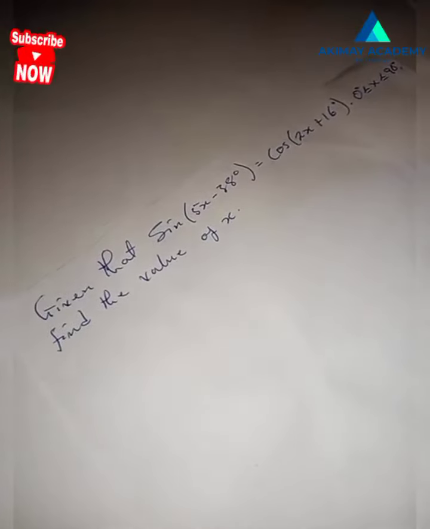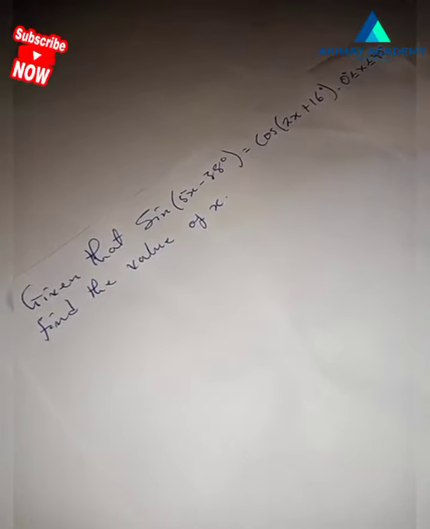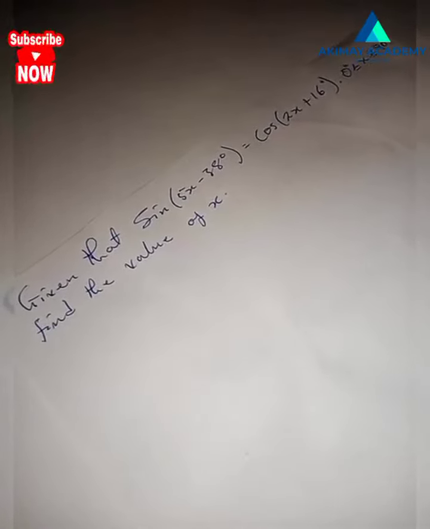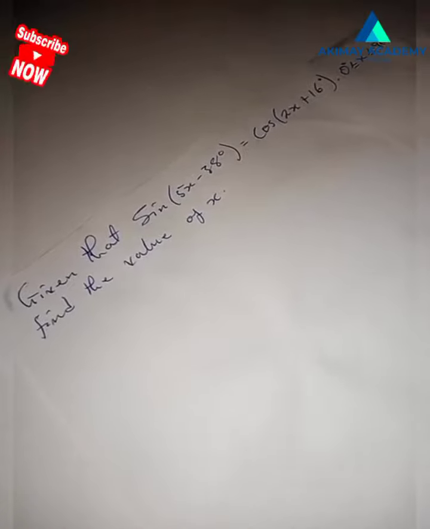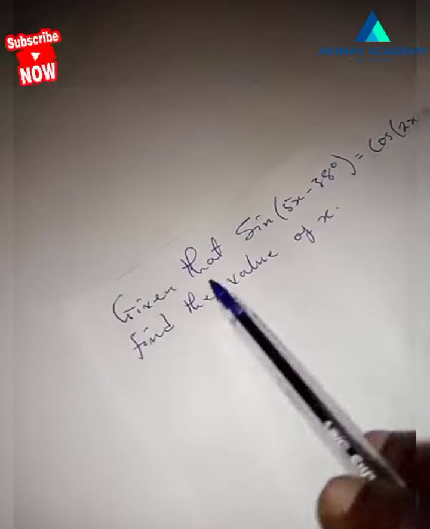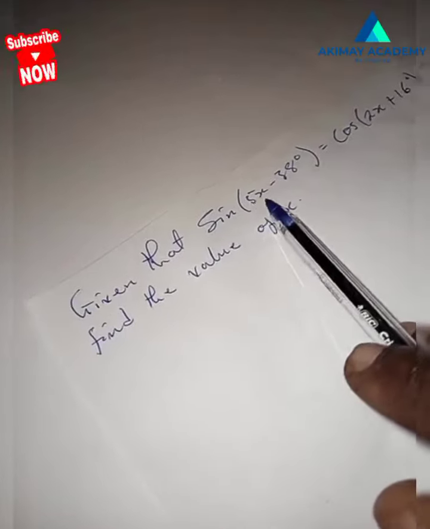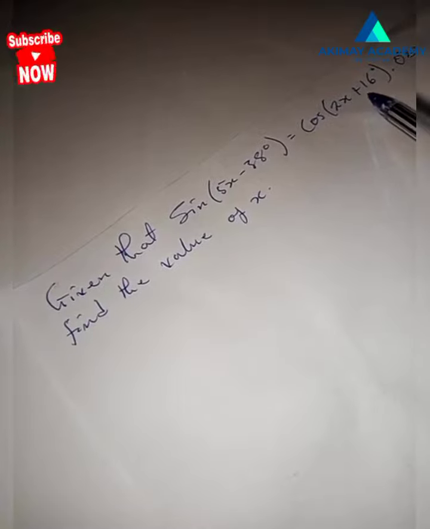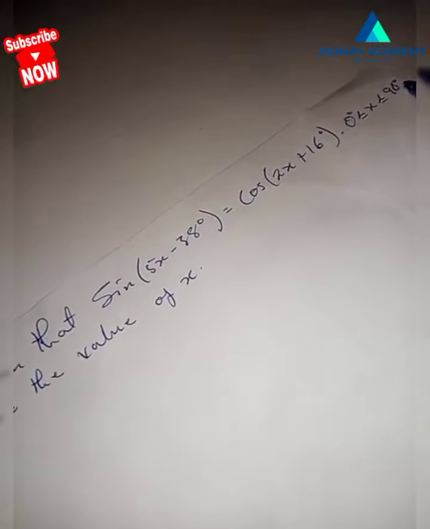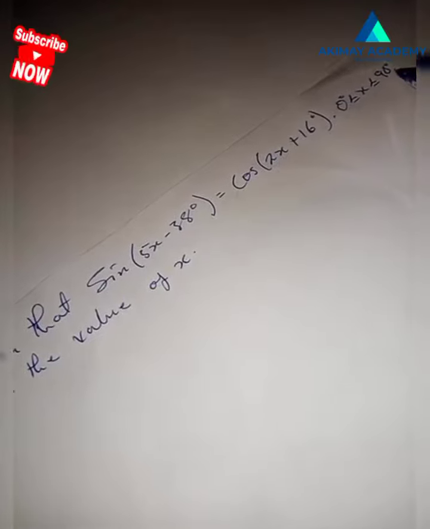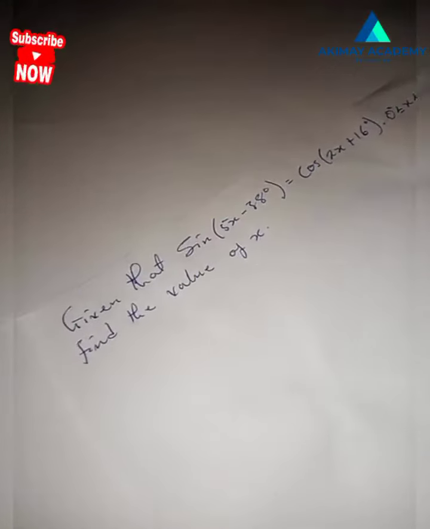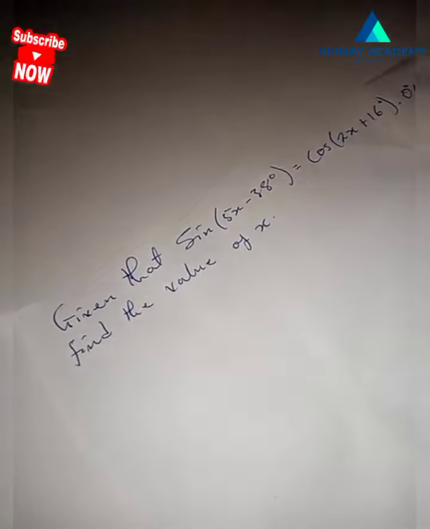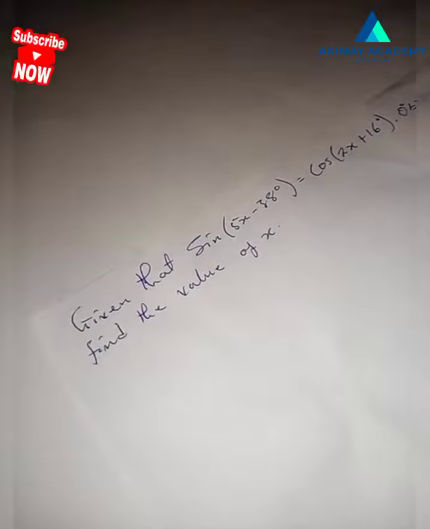Today we are looking at the B part of question 12 of 2021 Novdec. It's a trigonometry question. We are given that sin(5x - 38 degrees) = cos(2x + 16 degrees), where x is between 0 degrees and 90 degrees. We have to find the value of x.